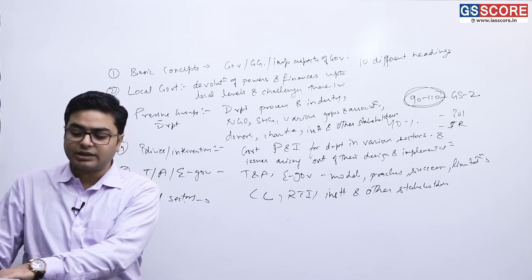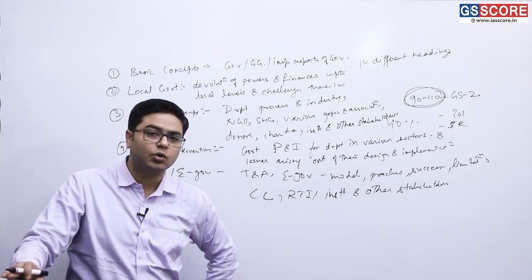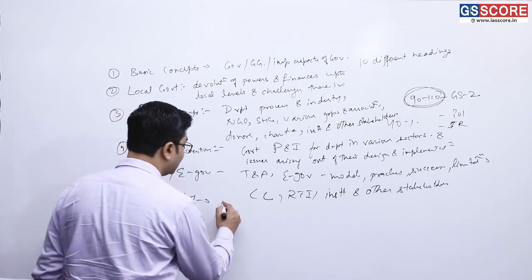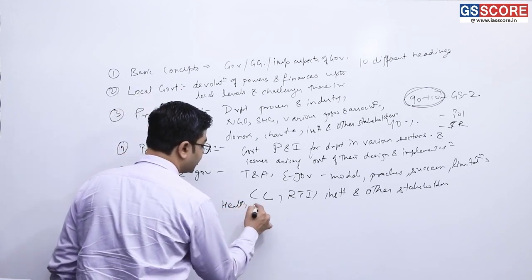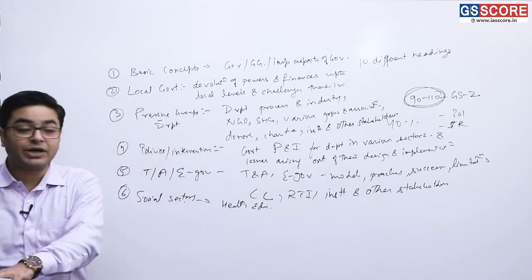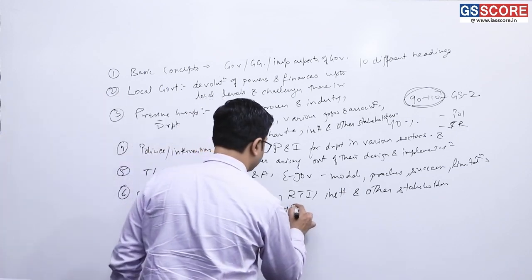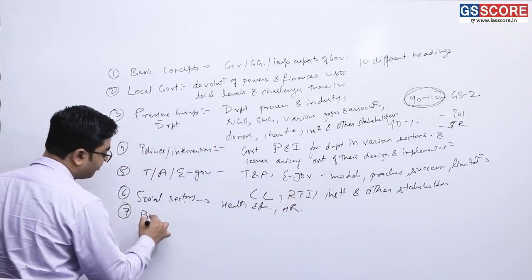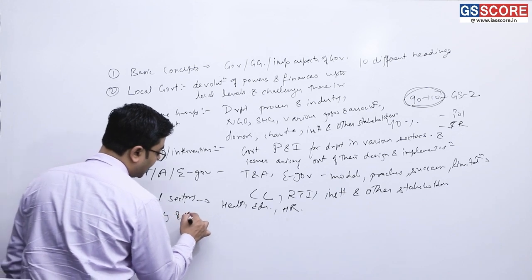Social sectors talk about issues related to management of social sector services like health, education, human resources. Then the idea of poverty and hunger.